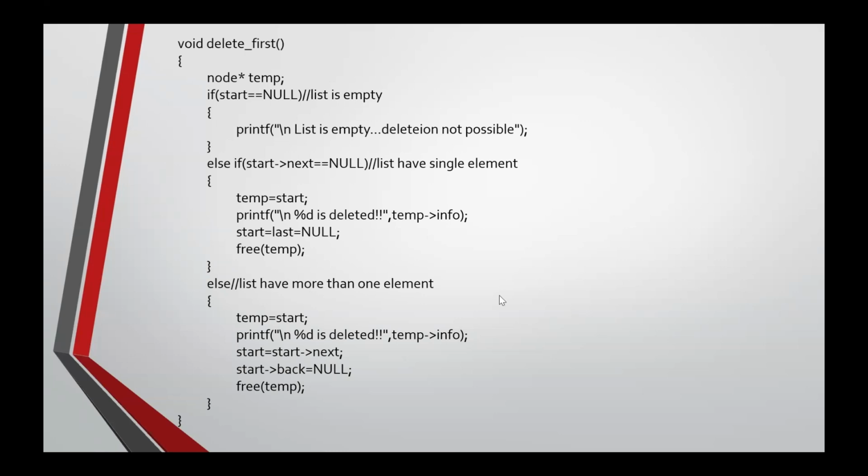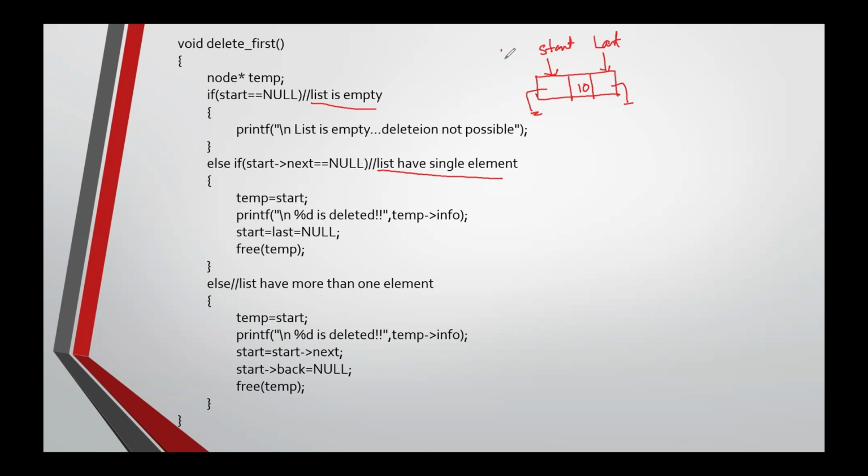So here first we have to know what the possibilities are. There are three cases. Case one is the list is empty. If the list is empty, we have to print list is empty, deletion not possible. The second case is that the list has a single element. For example, this is our linked list, only one element is present. Start points to this one, last also points to this one, and both sides are null. So how to check? Start next equal to null.